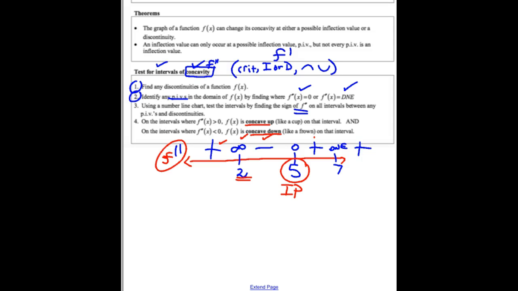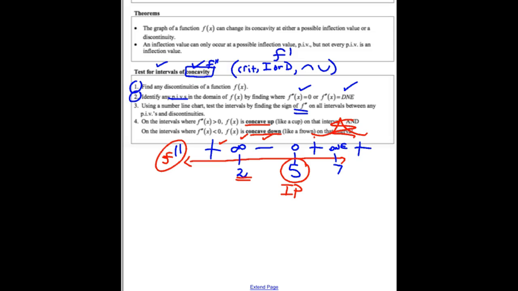5 was a possible inflection value because its second derivative was 0. Now it's definitively an inflection point because there was a sign change there. Then what happened is I was concave up, had an issue, and was still concave up. So what that means is I had a cusp there. But you don't really need to know that.